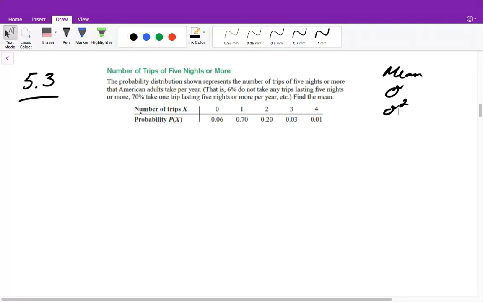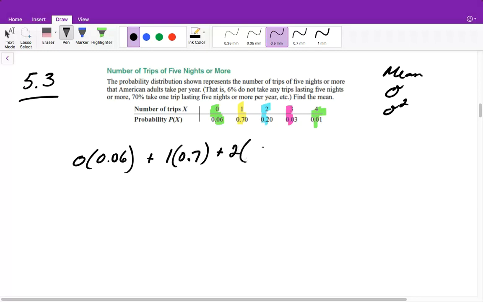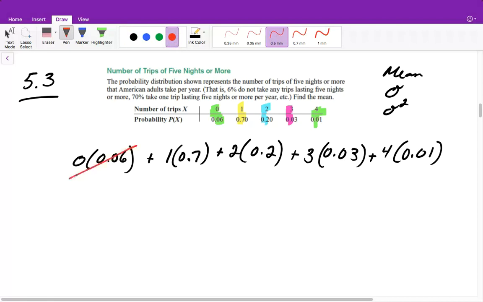So what we're trying to figure out is how many trips does the average adult take that are 5 nights or more? And it's really simple. All we do is we multiply the outcomes and the probabilities, and then we add them together. So it will be 0 times 0.06 plus 1 times 0.7 plus 2 times 0.2 plus 3 times 0.03 plus 4 times 0.01.